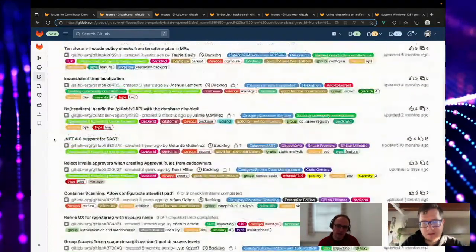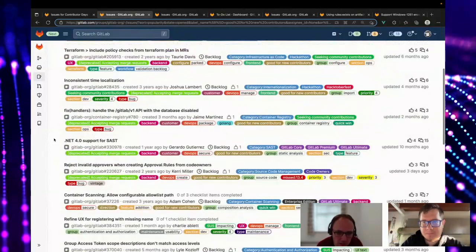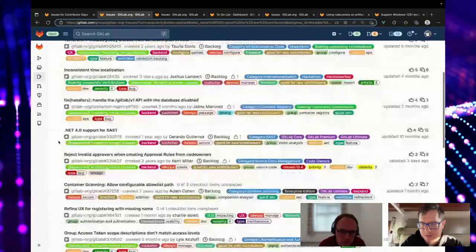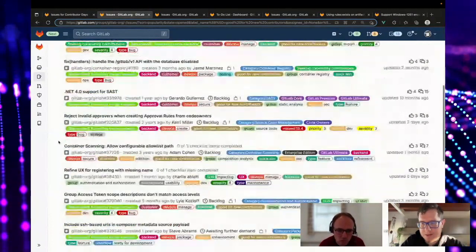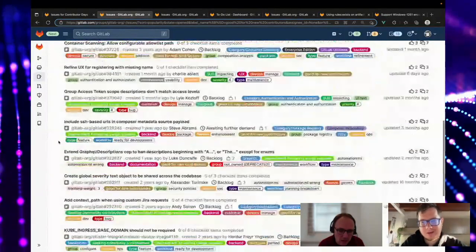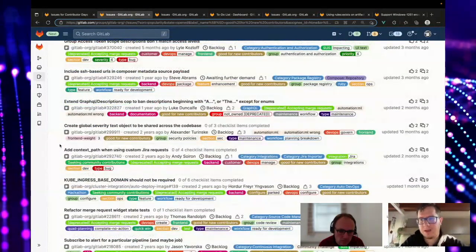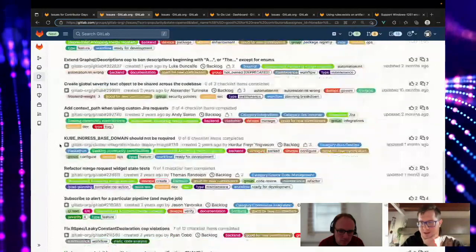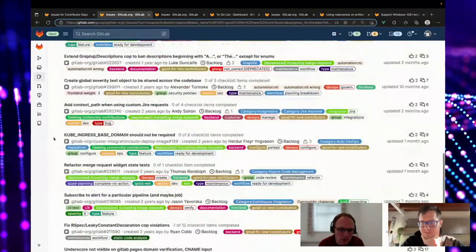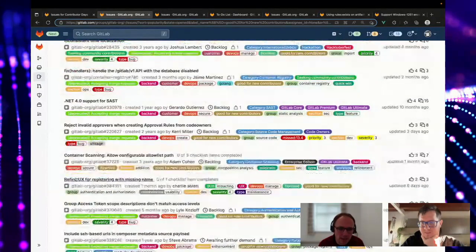Exactly. And there's inconsistent time localization. I just saw that float past. Okay, that's one we've already spoken about. Going through all of these will be difficult. There's too many, but if we can just filter them down and have a look, there's a couple in there that definitely look, if not easy, relatively accessible.